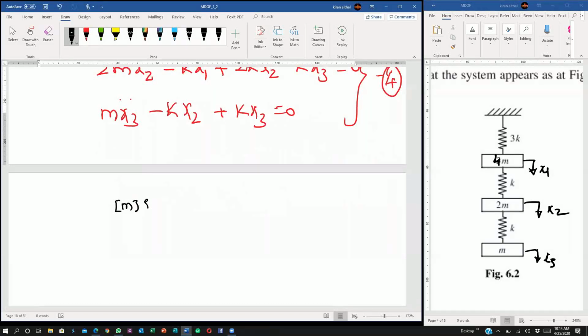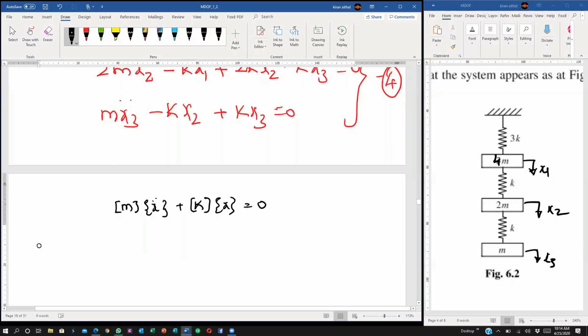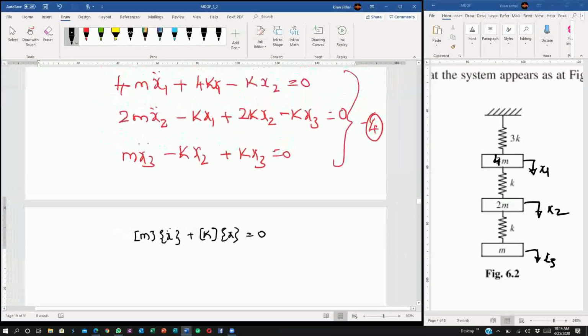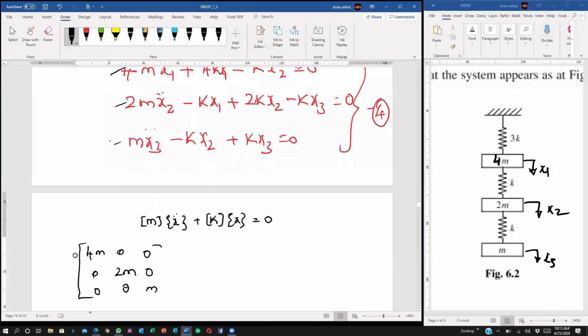M x double dot plus k into x is equal to 0, right? So what happens now? If you see here, my equation becomes this one and this one. Correct or not? 4m, 2m, and m on the diagonal, and 0 elsewhere.